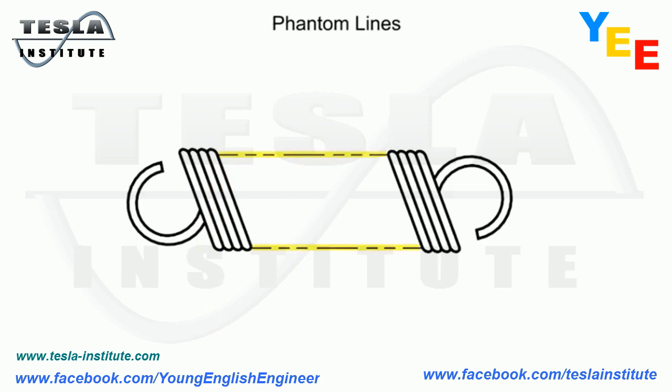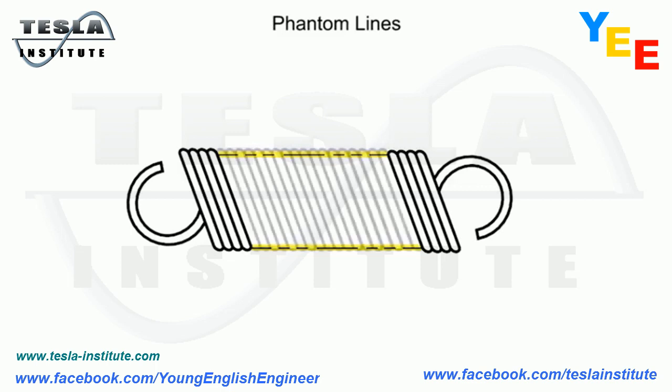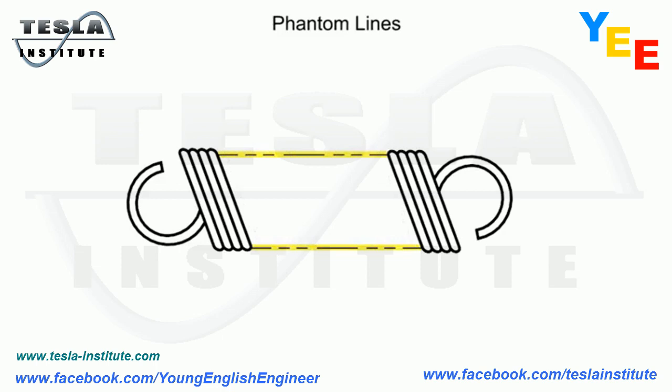In this view, a spring is depicted. Since the coils of the spring are all the same, it's not necessary to draw them all. Instead, phantom lines are used to illustrate that the coils continue as originally shown.